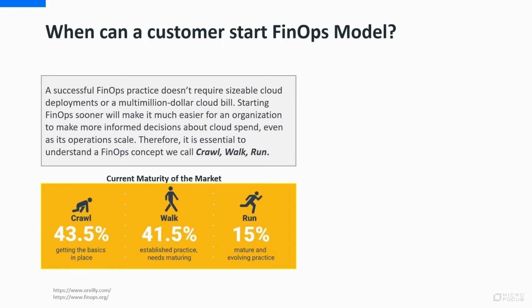And if you look at it, 43.5% of the market are customers who are still in the crawl phase. And if you look at the walk phase, you have already started to use the cloud for the last, let's say, 4 to 5 years, and you have established practice, but you need more maturity in order to get more benefit out of this. And that's where we see that 41.5% fall into this category, and the remaining 15% are in the run phase, and they are matured and evolved.